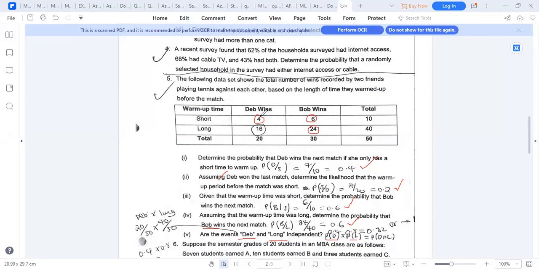Isn't it supposed to be the probability for Deborah? What's the probability for Deborah? The total for Deborah is 20, 20 out of 50, which is 0.4. That's the probability for Deborah. The probability for long is 40 out of 50, which is 0.8. We apply 0.4 times 0.8, what do we get?